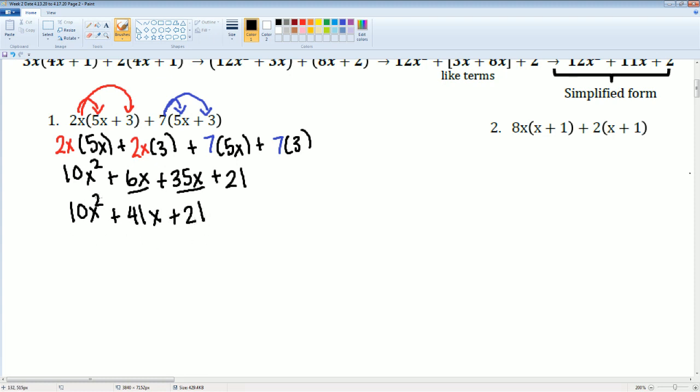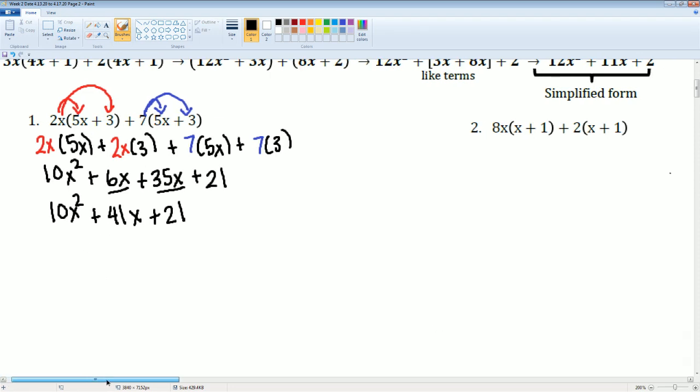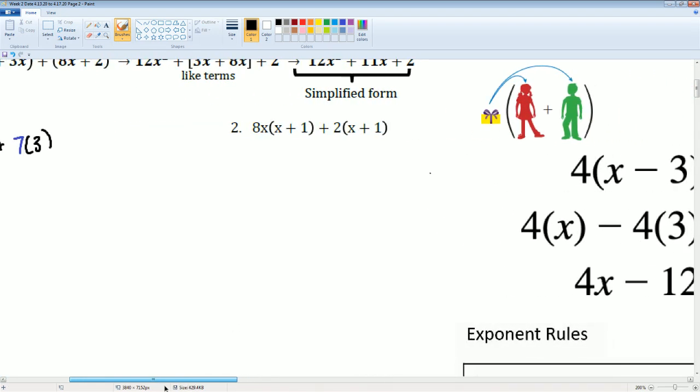Do not add these two. These two do not add. You're done here. These two can't add. They have different powers. So same thing here.